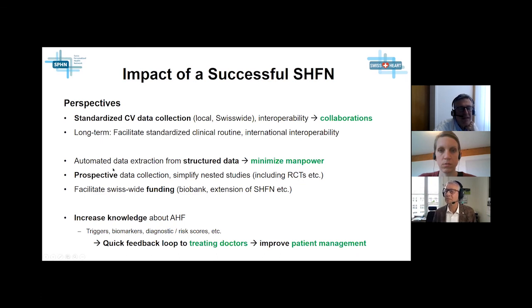The automated data extraction from structured data will minimize domain power. We plan to embark on prospective data collection and also think that simplified nested studies should be possible, and that should set the stage as well for facilitating a Swiss-wide funding with the extension of our network. In the end, we think that this will increase the knowledge about acute heart failure and provide eventually a quick feedback loop to the treating doctors to improve. That's the key goal, patient management.